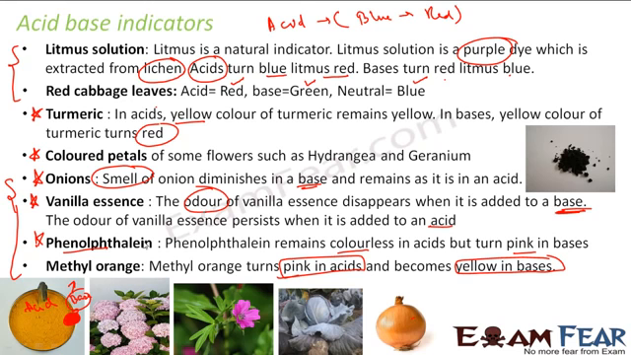In naphthalene, you add acid, nothing happens, it's still colorless. But you add base, it becomes pink. And for methyl orange, add acid, it becomes pink. Add base, it becomes black.